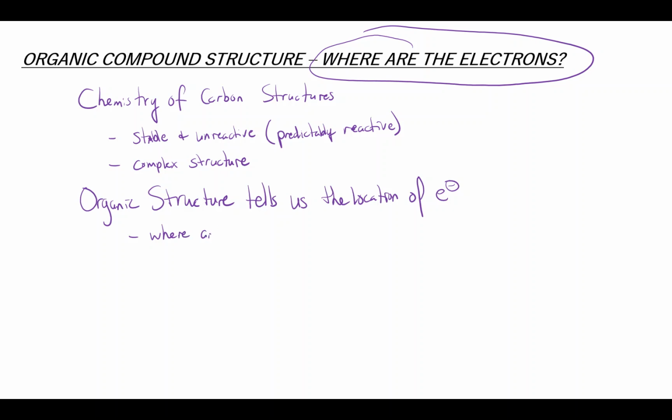One, where are the electrons? Secondly, where can they move to? If the electrons can move, where can they move? And lastly, what happens when they do? What is the outcome of that electron movement?